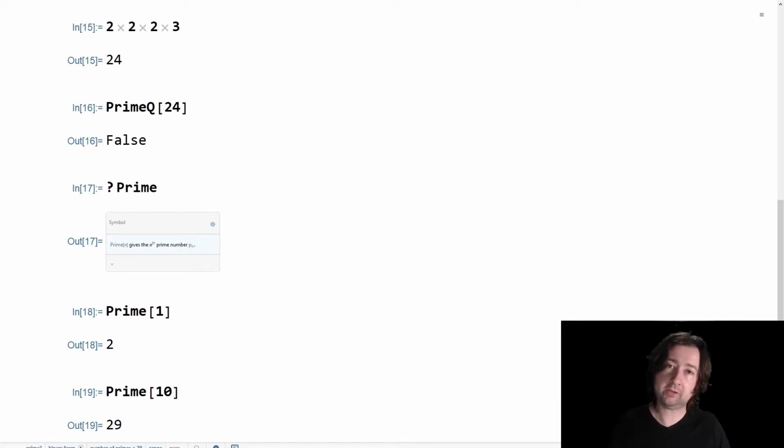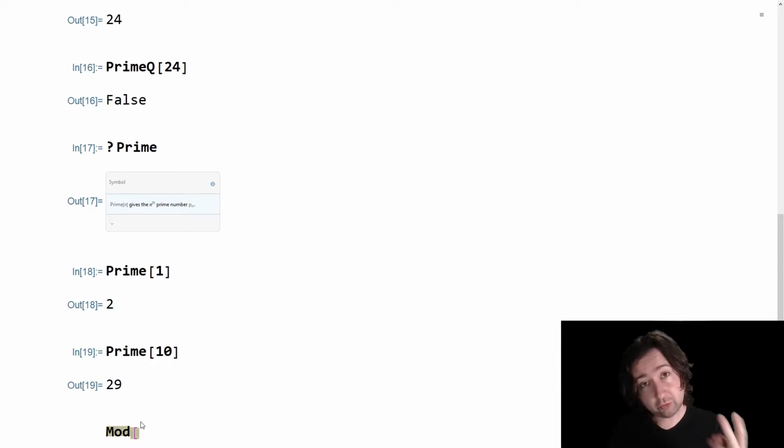Other common operations that you would have seen in earlier classes include things like modular arithmetic. That's very easy to do in Mathematica because you get a 2 argument command where you have to tell it the number that you are beginning with and the number that you are dividing it by.